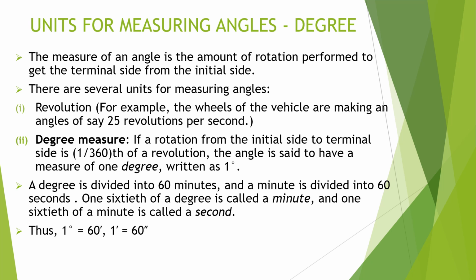If a rotation from the initial side to the terminal side is 1/360th of a revolution, the angle is said to have a measure of 1 degree, and it is written as 1 degree. You know that for a circle it is 360 degrees total. So if the rotation made is 1/360th of the revolution, then it is 1 degree. A degree is divided into 60 minutes and a minute is divided into 60 seconds. 1/60th of a degree is called a minute and 1/60th of a minute is called a second. And this is how it is denoted.